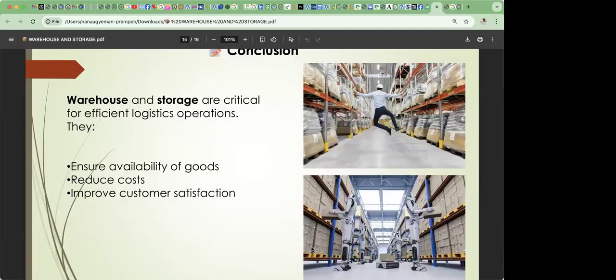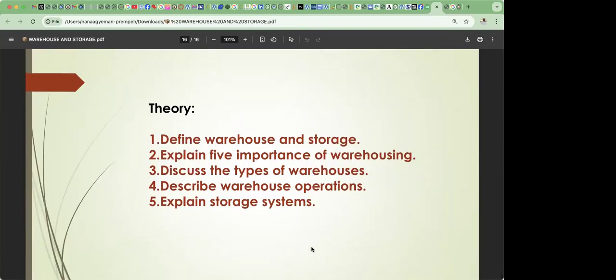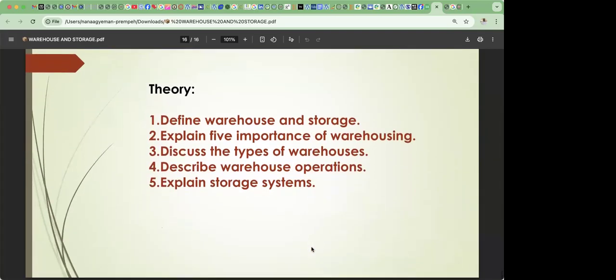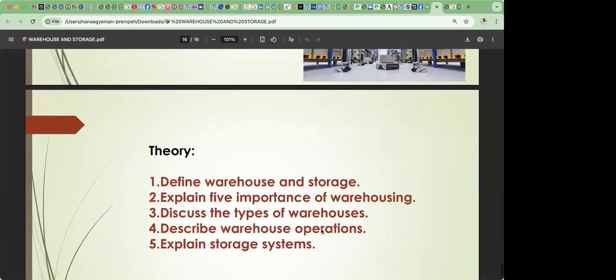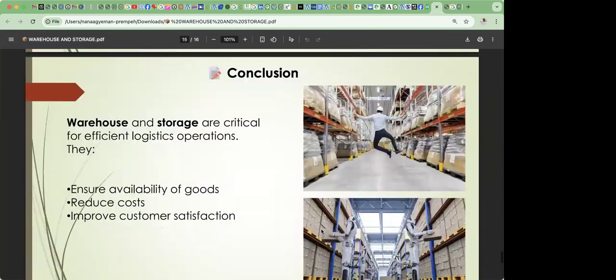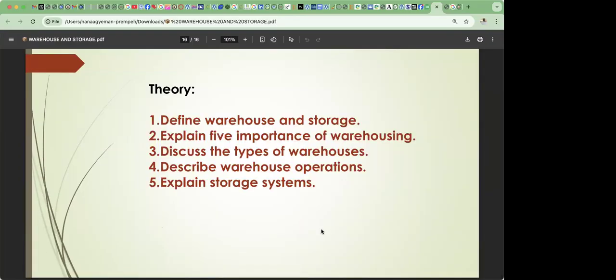All right, so this is where we draw the curtain on warehouse and storage. Any questions? Any questions? So these slides were indeed brought in by Gabriel, and that is very commendable. And I think that we've used it decisively.